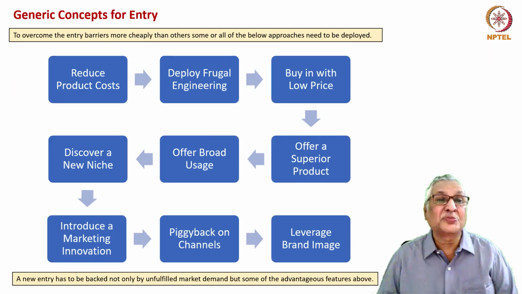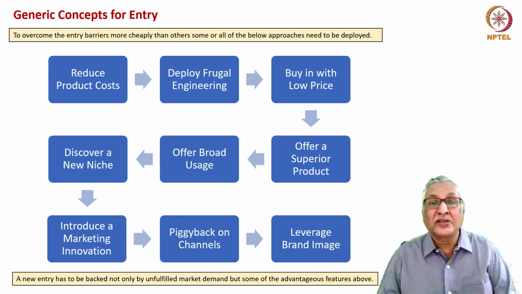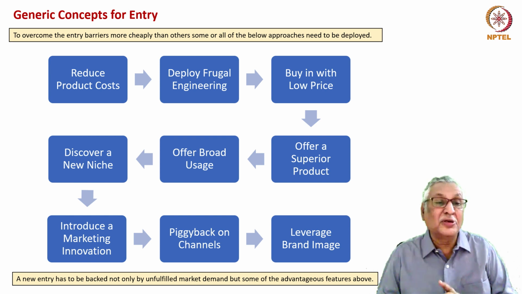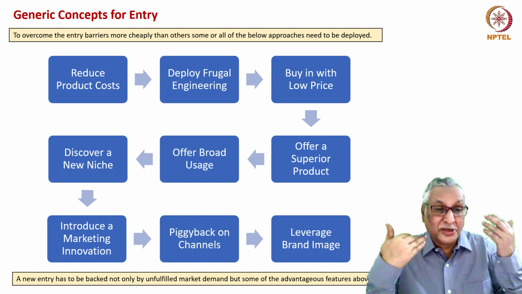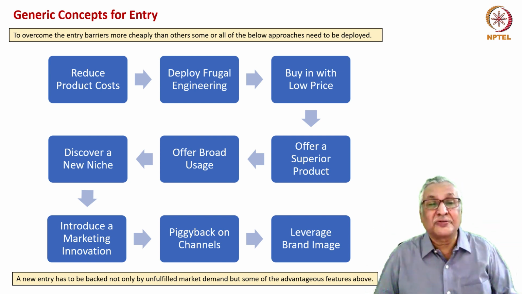What are the generic concepts for entry? To overcome the entry barriers more cheaply than others, some or all of the below approaches need to be deployed. First, you should reduce your product costs. That is what happened when the solar energy or renewable energy got established by Adani Group and various other energy producers. The module costs have been reduced. Therefore, the renewable energy cost itself has come down.